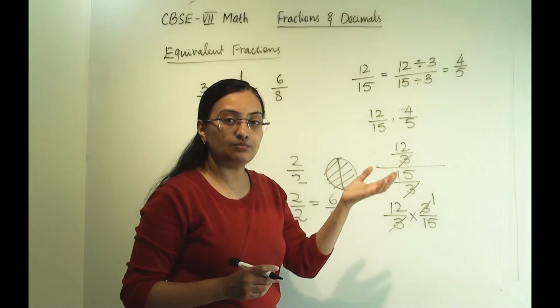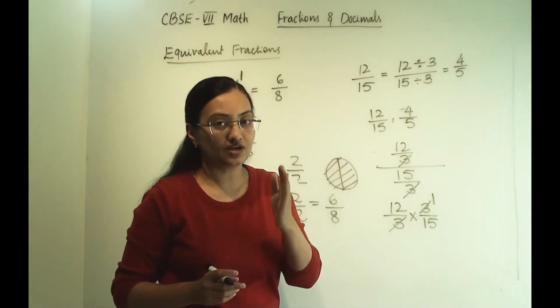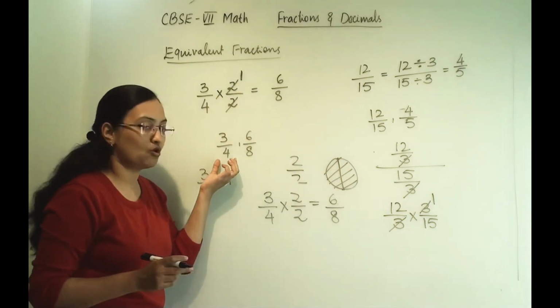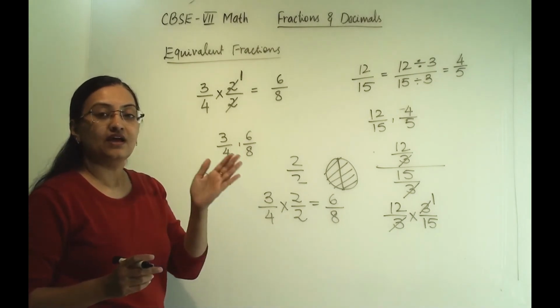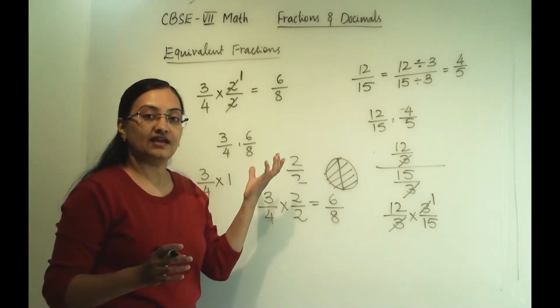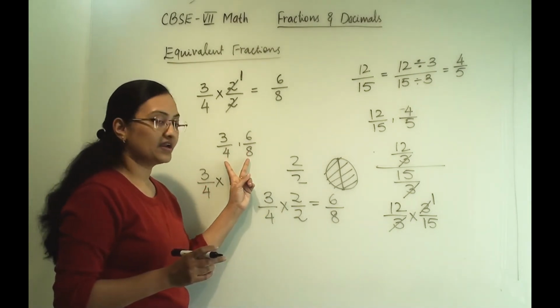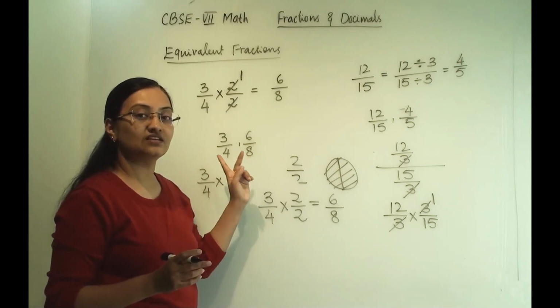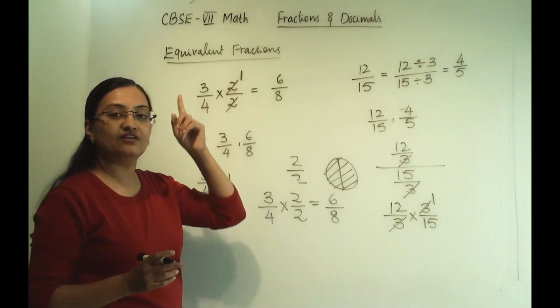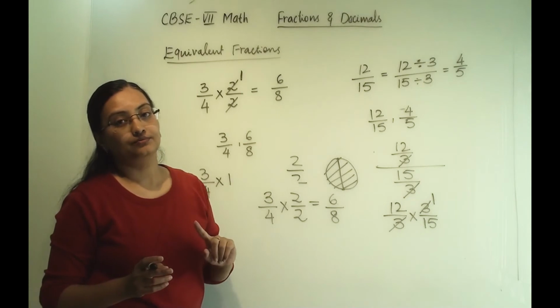If the numbers are big, you can divide them and make them small. If the numbers are small, you can multiply them and make them big like this. And whenever you get two fractions like this, they are called equivalent fractions of each other.